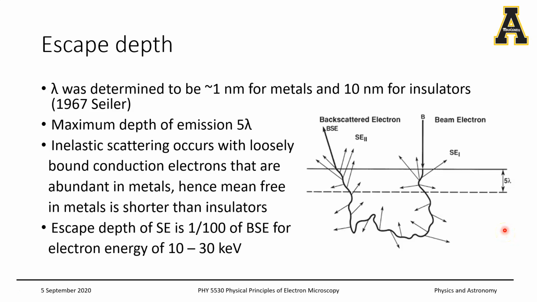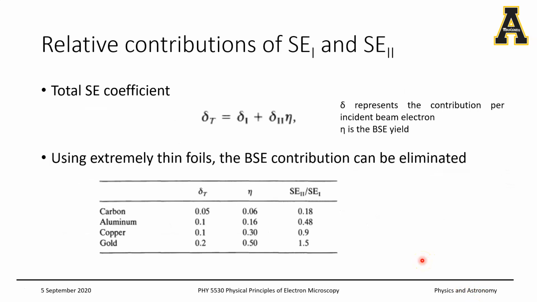Okay, and just by looking at the low energies of the secondary electrons, you can compare the escape depth of secondary electrons versus backscattered electrons, which is 1 over 100, right? So if this is 5 nanometers in the case of secondary electrons, the backscattered electrons is 5 nanometers times 100, that's about 500 nanometers, right? So a backscattered electron can make its way out 500 nanometers below the surface of the specimen, but the secondary electron can't, right?